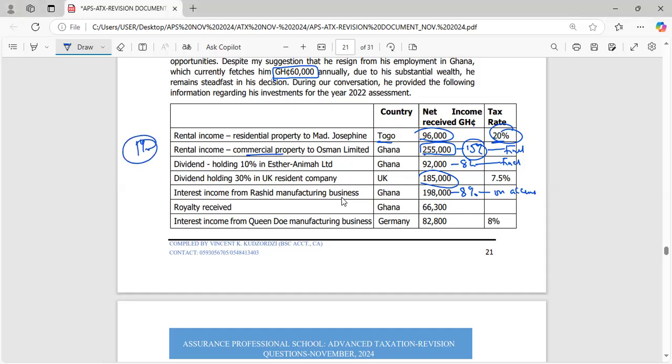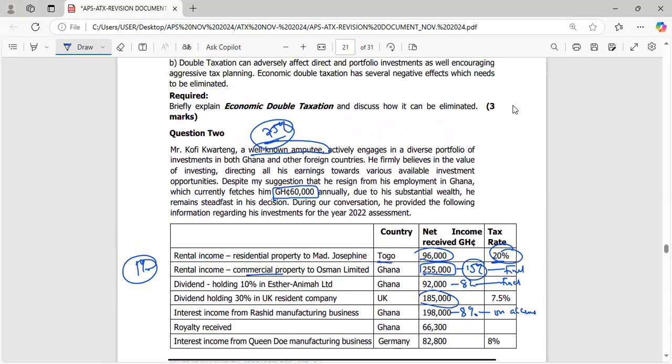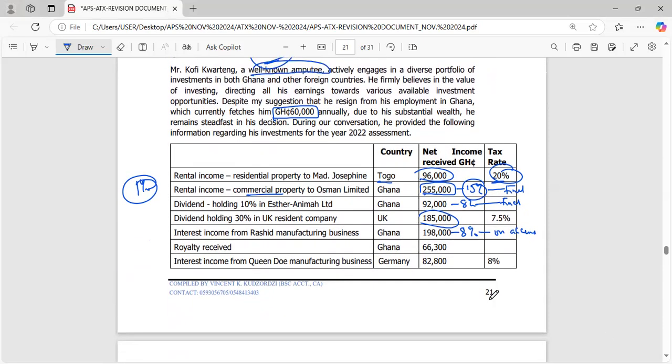So an individual, you can receive interest from a company, whatever. That's the reason why you as an individual, if you make an investment, you receive interest. They don't tax you on it. So this question is testing you to know whether this man is an individual. John Ofori is not an individual. Mr. Kofi Kwarteng is an individual. So the interest that he is receiving from the Rashid Manufacturing Company will be exempt from tax.